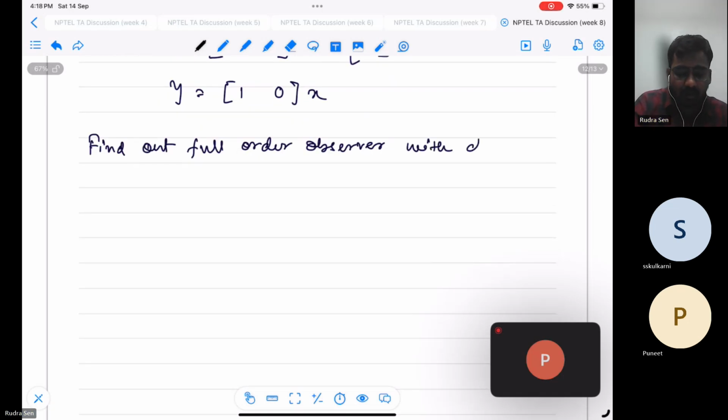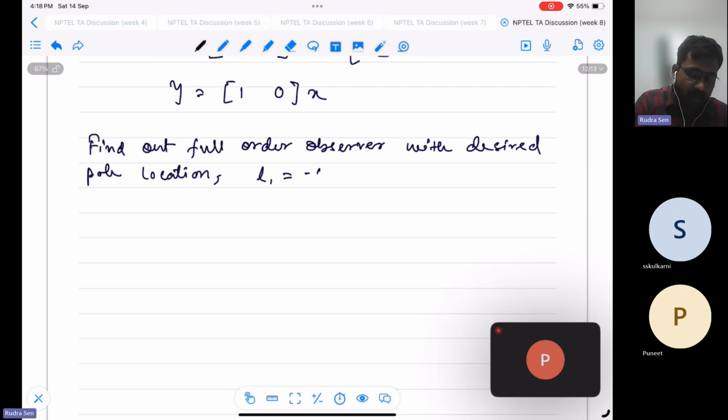Full order observer with desired pole locations: L1 equals minus 10 and L2 equals minus 8.